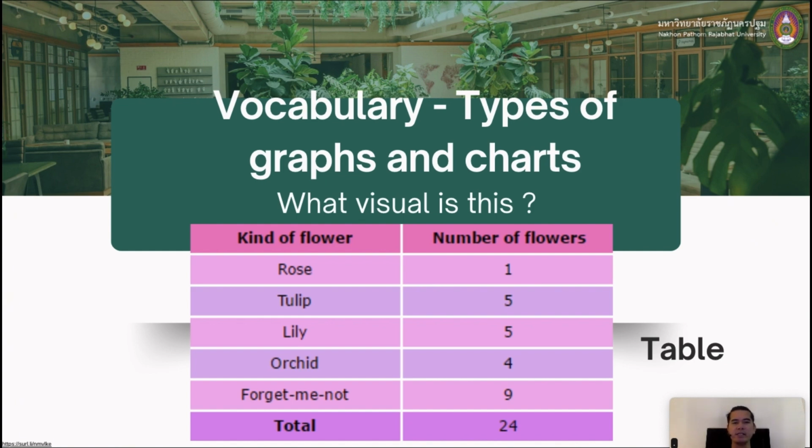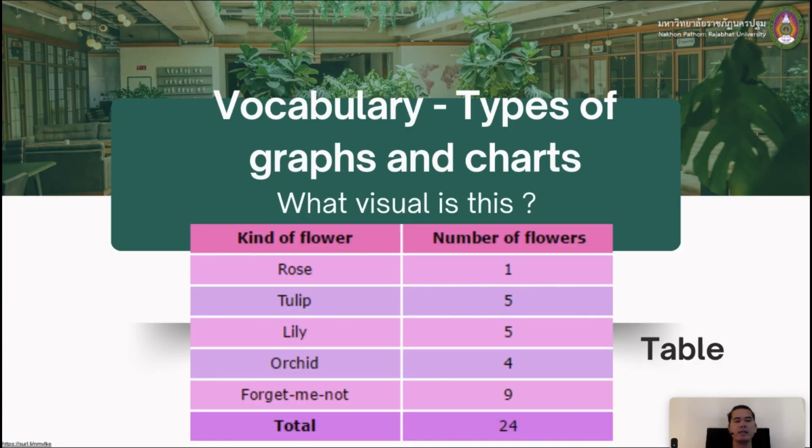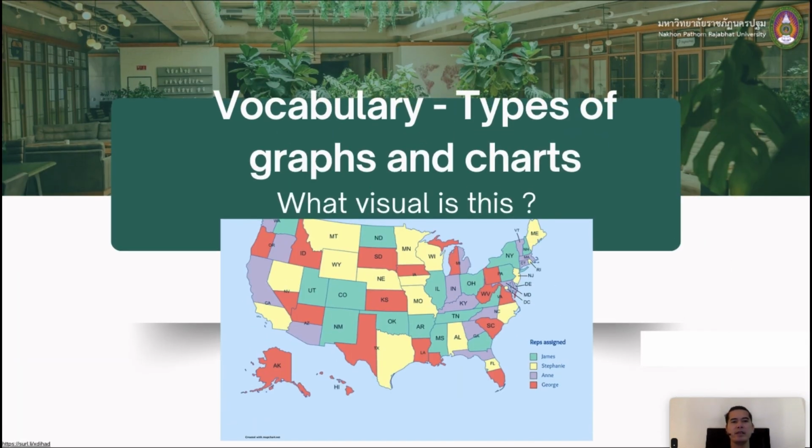And the next one is this one. This is the pie chart. So this is what you call the pie chart. If it's divided as a circle and divided into pieces, that is what you call the pie chart. And this one is, of course, very obvious.